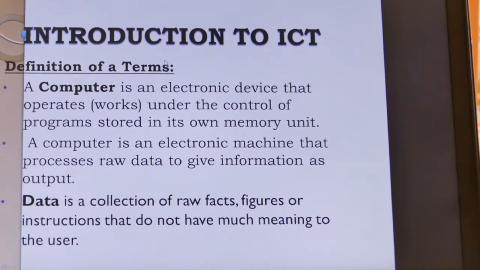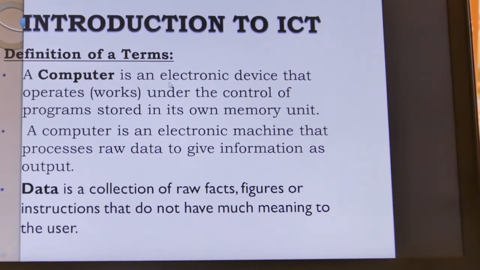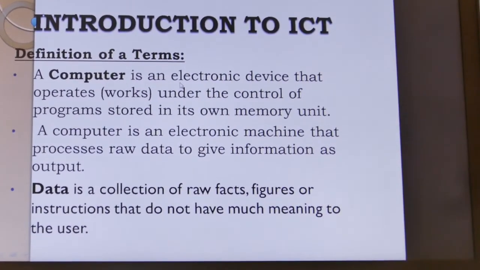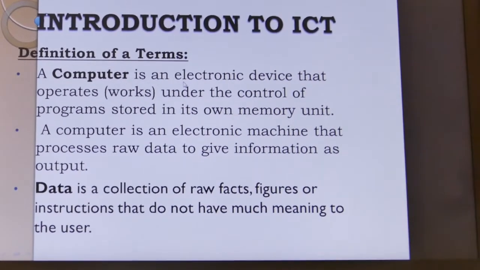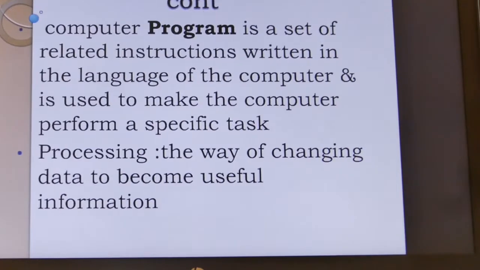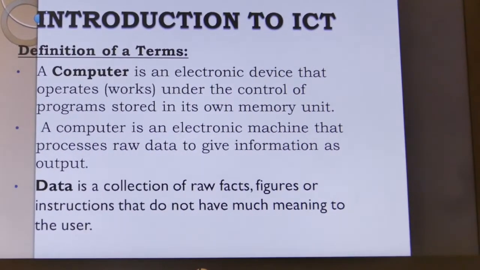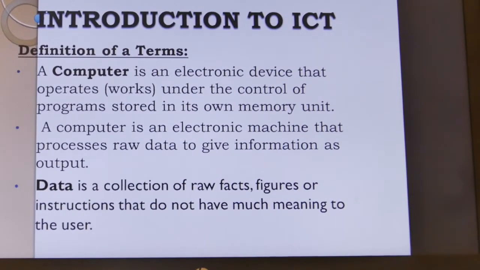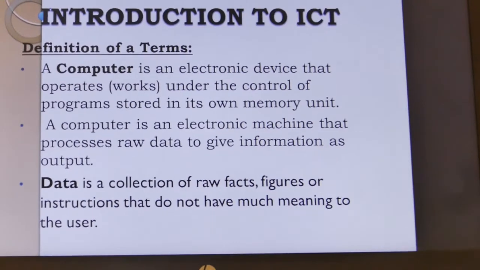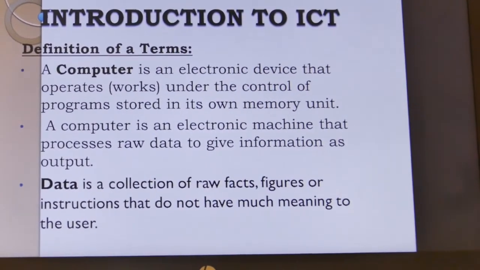Our today's lesson is on Introduction to ICT. We are beginning with definition of terms. We have a computer. A computer is an electronic device that operates under the control of programs stored in its own memory. You can also say it is an electronic machine that processes raw data to give information as an output.